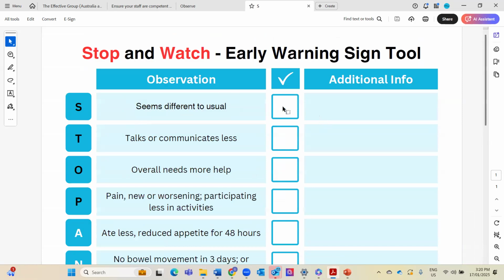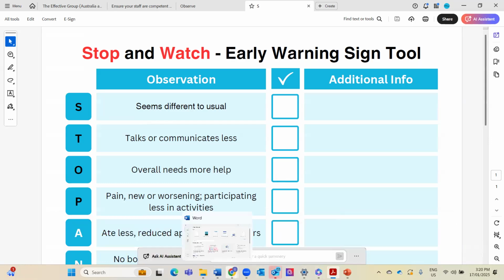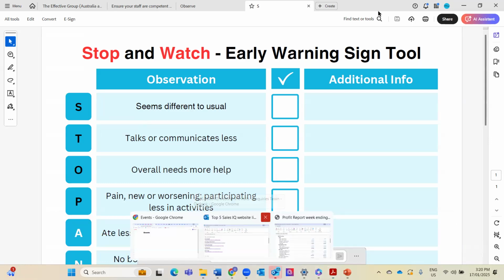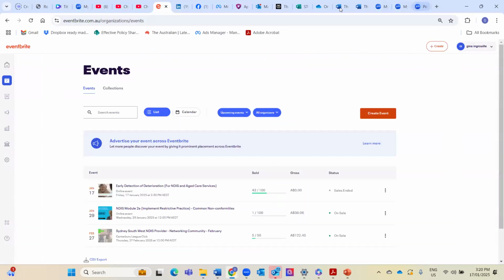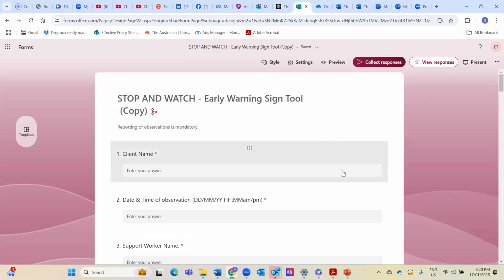This is one that's got a tick box, but we've also developed one for those who like digital things. Here's the stop and watch in digital format, which we can provide you. It's an early warning sign tool. You can use a QR code, you can use a URL, you can have the QR code wherever you need to have it.